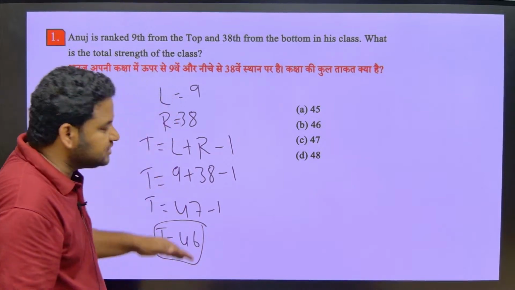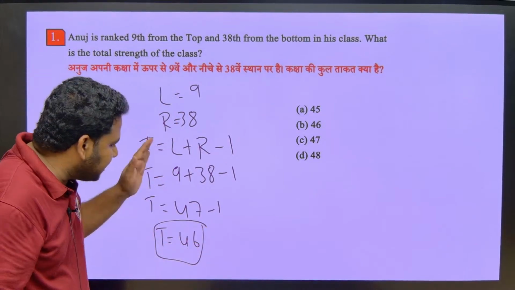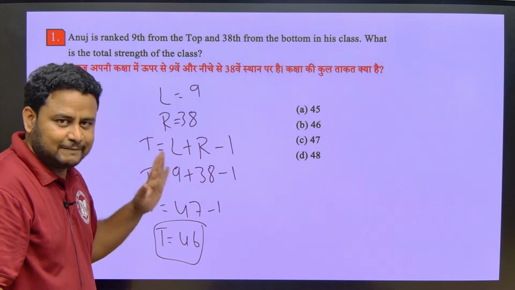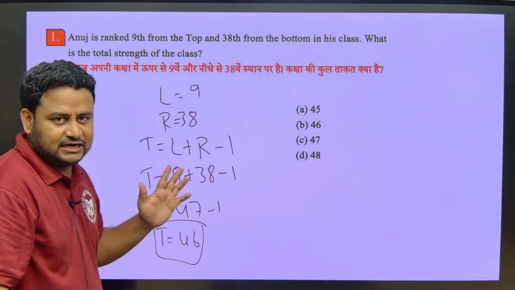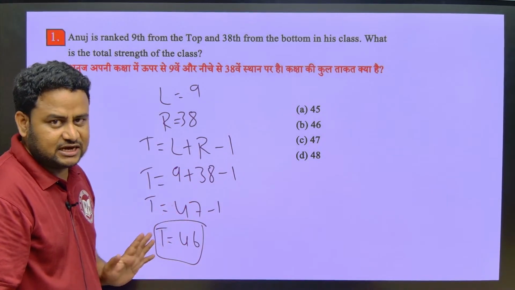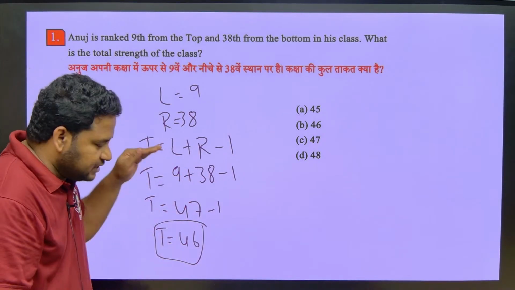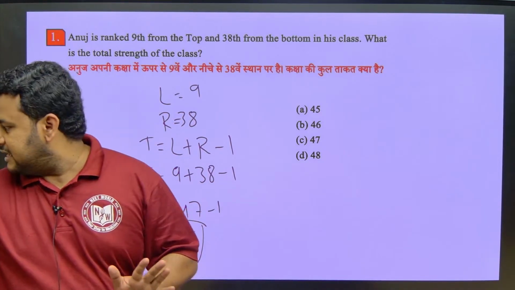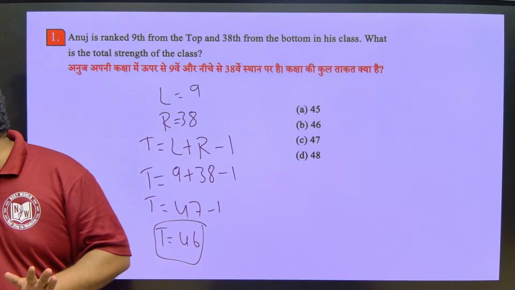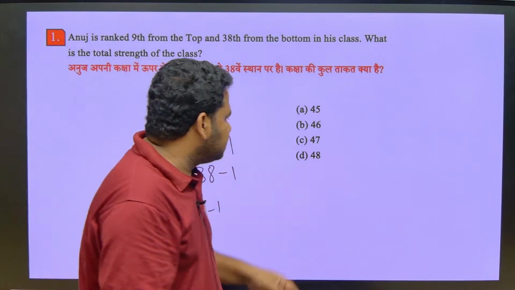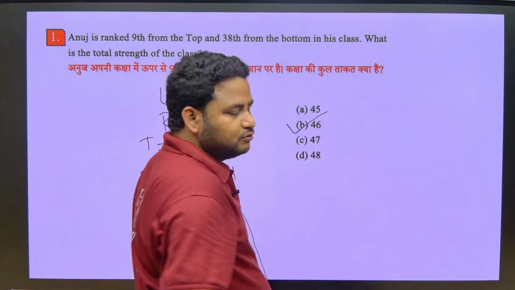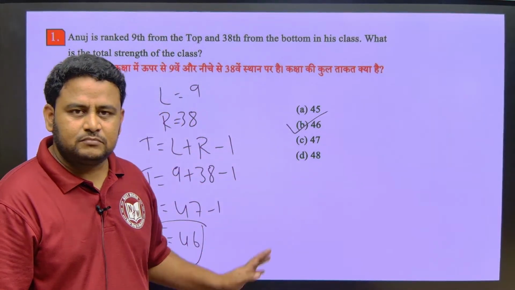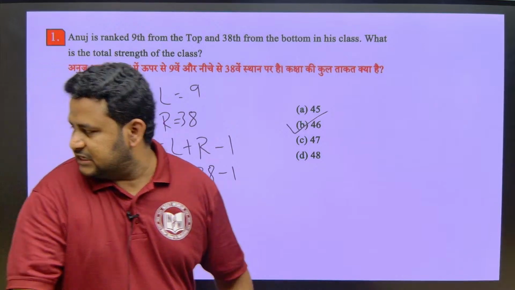These many steps are not needed in the examination. I am writing this for your understanding. In some of the questions in the beginning, I will use these steps so that everyone can understand, and then I will directly write the formula and the answer. Clear? Got it? Now the answer is B, 46. Clear? Got it? Let us move to the next question.